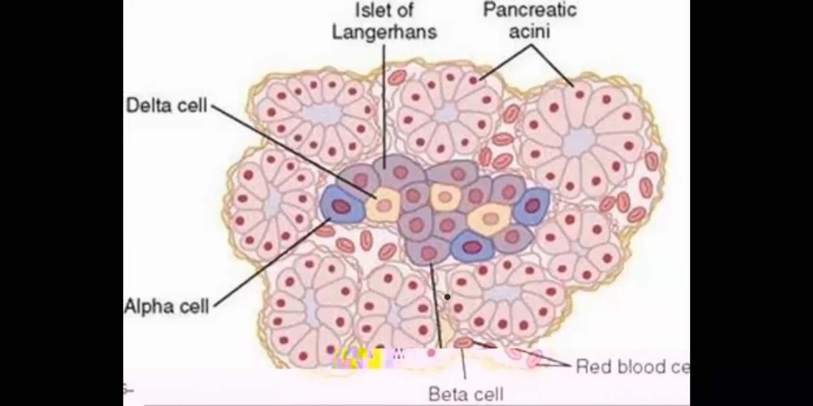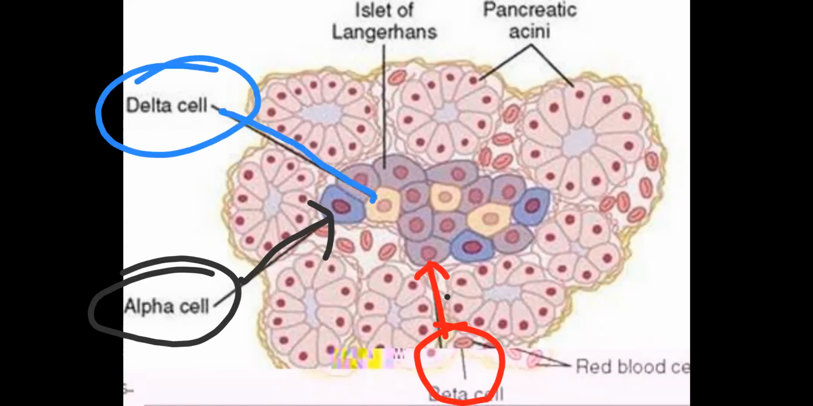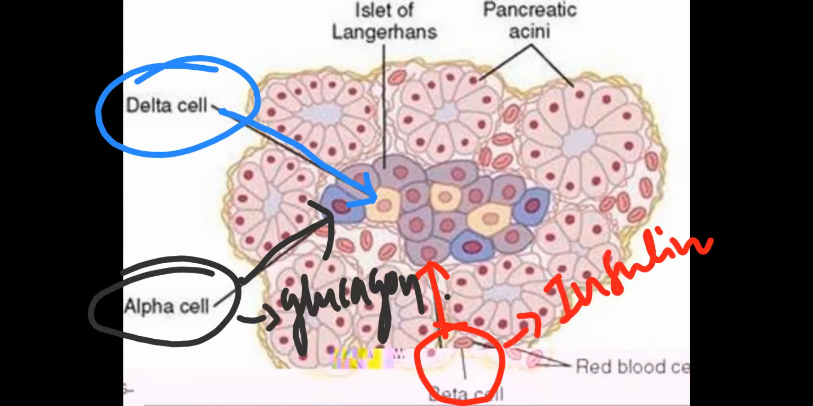Within the islets of Langerhans, there are actually four different categories of cells. Alpha cells, beta cells, and delta cells are the different types of cells in the constitution of the islets of Langerhans. There is one more category, but it is not in the syllabus, so I'm not going into much detail. Now, alpha cells secrete a hormone called glucagon. Beta cells secrete a hormone called insulin. And delta cells secrete a hormone called somatostatin.